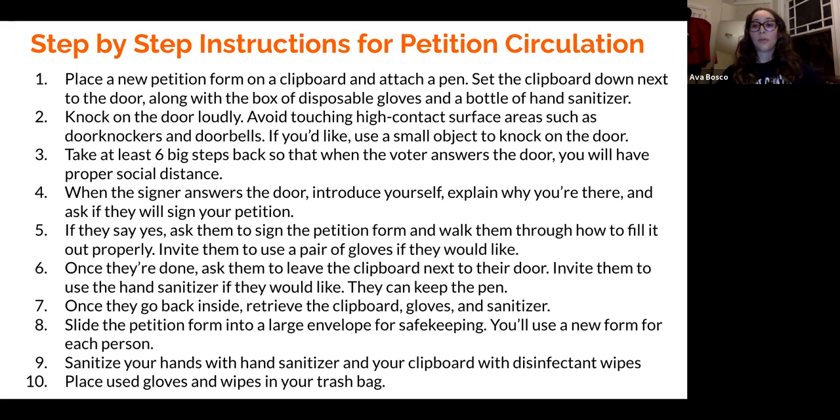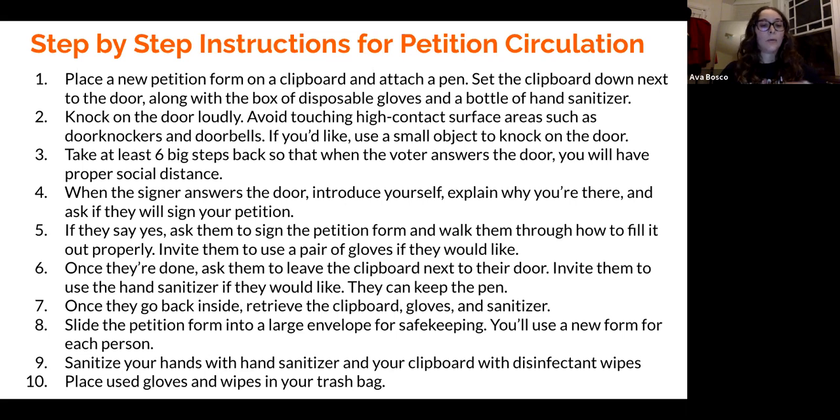You could provide them with one of your own pens, or offer that they run into their home to get their own pen if they don't want to touch yours. And if you have a lot of hand sanitizer with you, you might want to offer some to them. And once they've signed your petition, you'll want to slide it back into your large envelope for safekeeping.